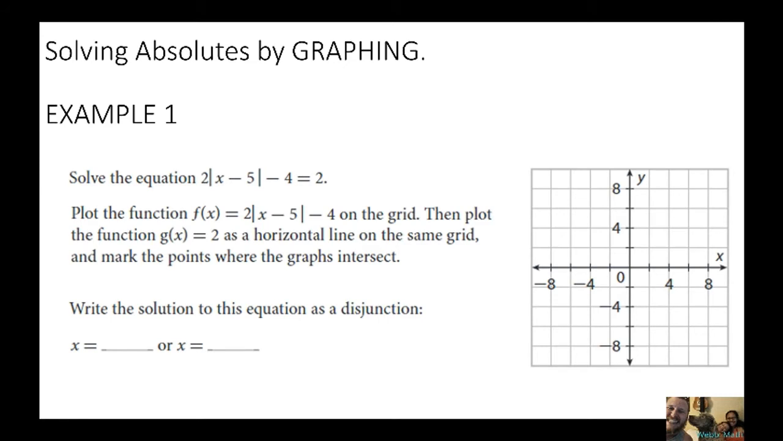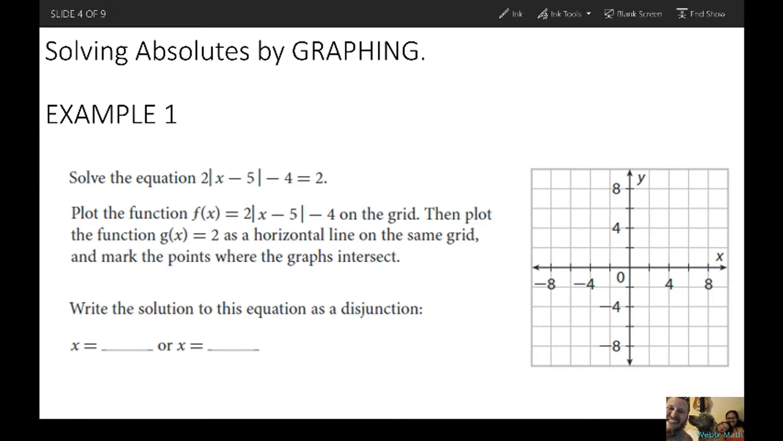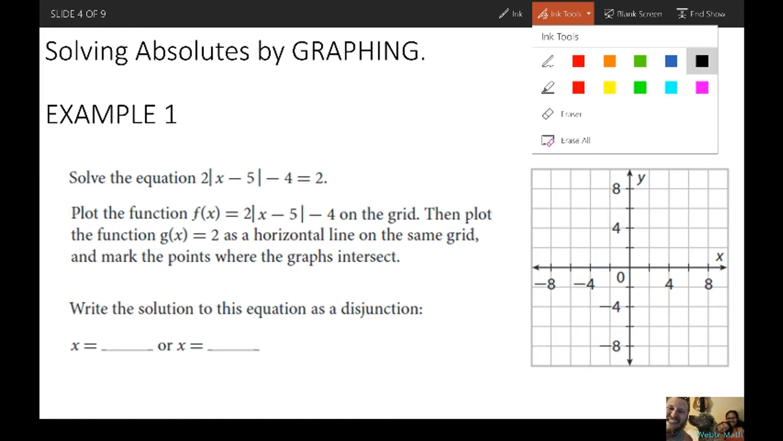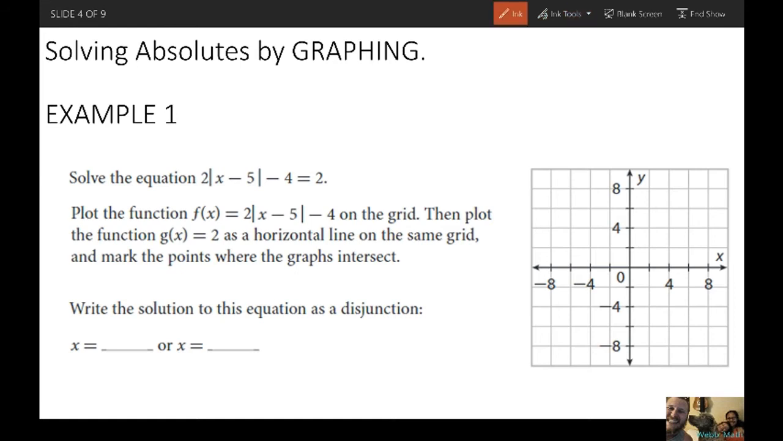Example 1 will be solving absolute value equations by graphing. So we are going to solve this equation: 2 times the absolute value of x minus 5, minus 4 equals 2. In reality, we have two different functions equaling one another. This part of our equation is f of x. The 2, on the other hand, is g of x, and we will get to him. So we're going to go ahead and graph f of x.